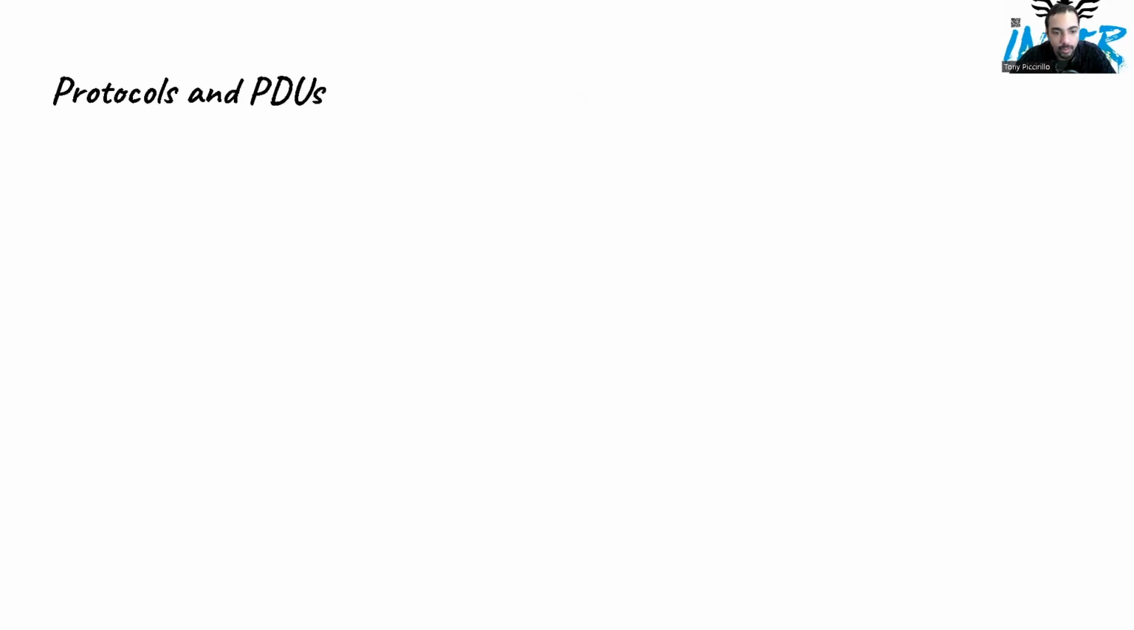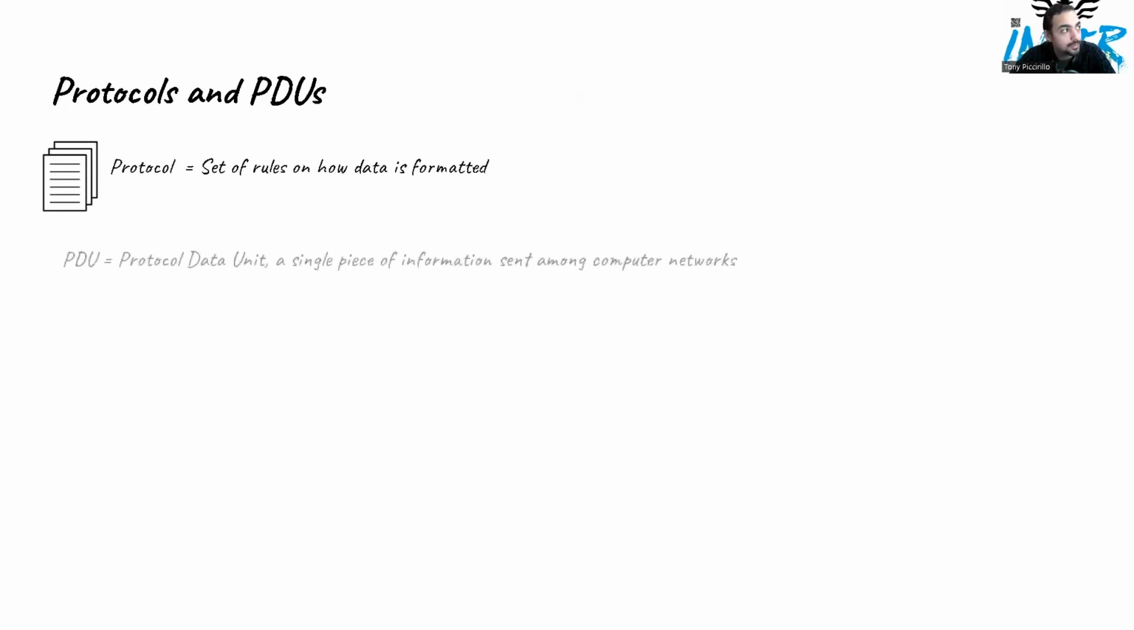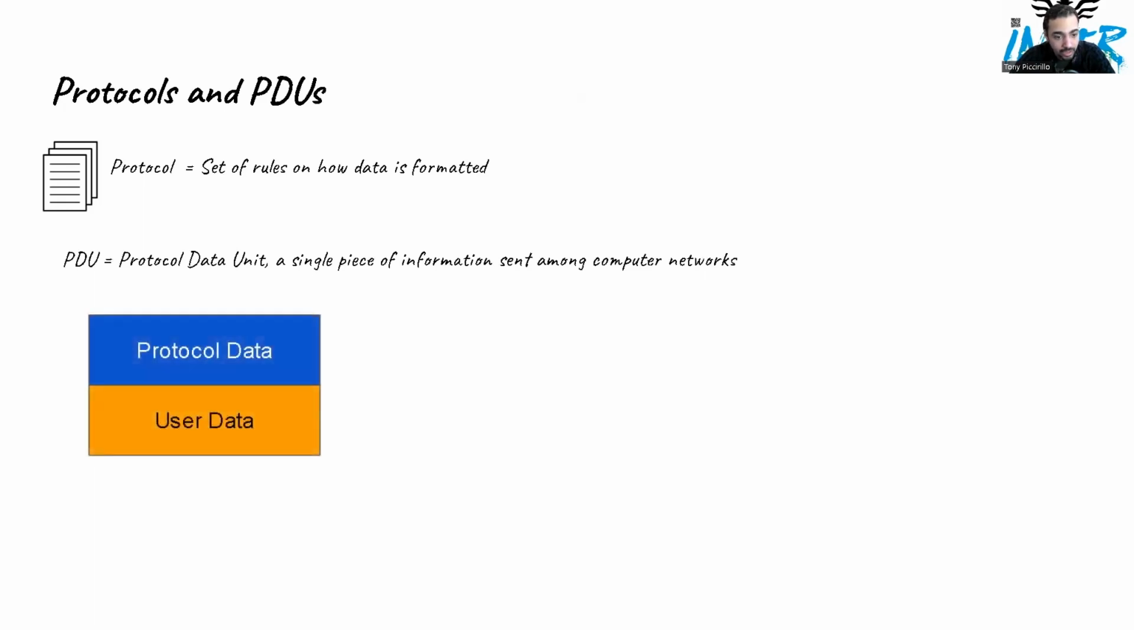Let's take a look at just what protocols and PDUs are, since these two concepts will come up a lot in IT. A protocol is a set of rules that determines how data is formatted. This helps different systems and applications understand how to read and send data. A PDU, or protocol data unit, is a single piece of information that is sent from one computer or device to another. So to create a PDU, you need both protocol data and user data.